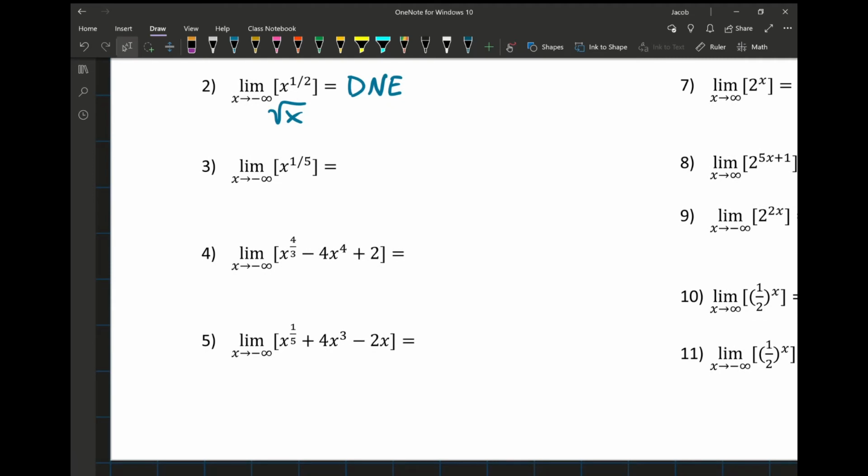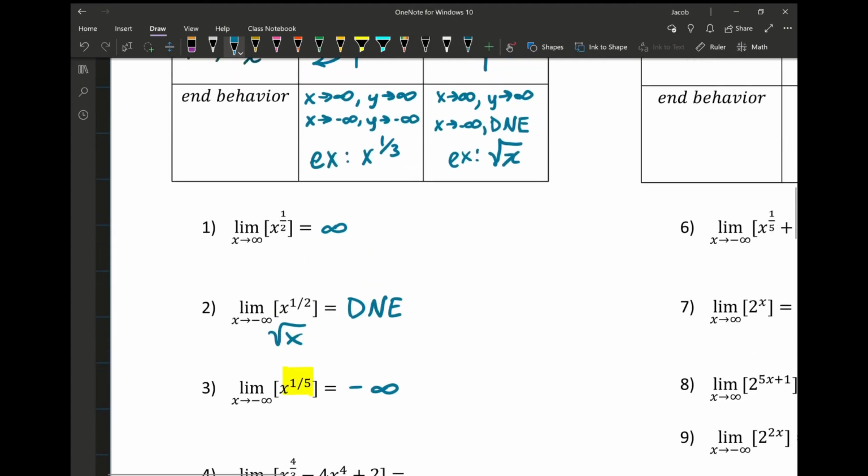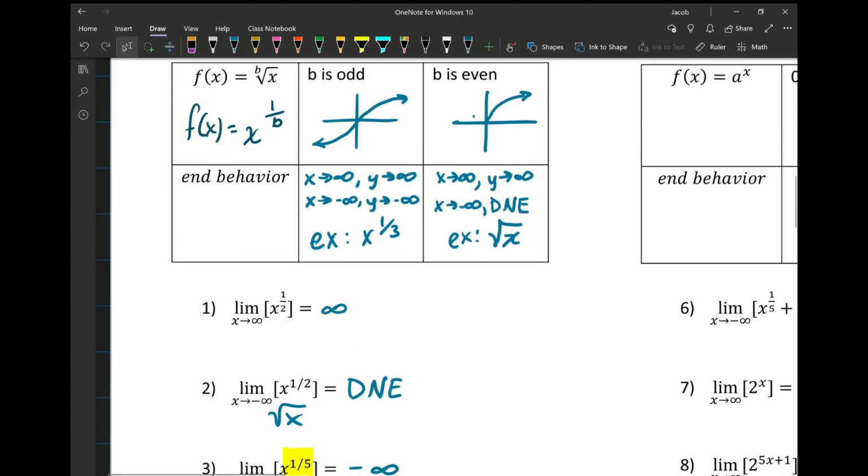Now here we have an odd degree radical because it's 1/5, and I want to know what's happening as x goes to negative infinity, and that's negative infinity, just based on the pattern that we have up here. It'll always be true.